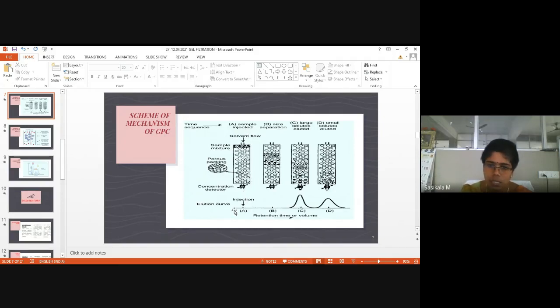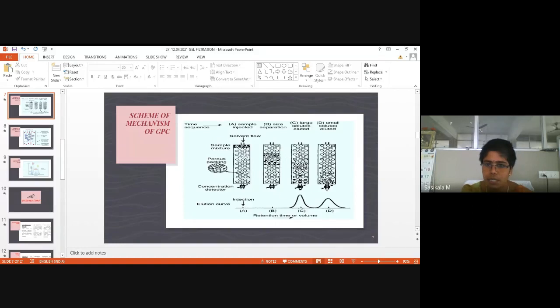Then it is ready. If you get a baseline, then the column is ready for sample separation. Then you need to inject the sample. Now the sample will be injected. Once the sample is injected, the solvent will take the sample and go for the separation according to molecular size.